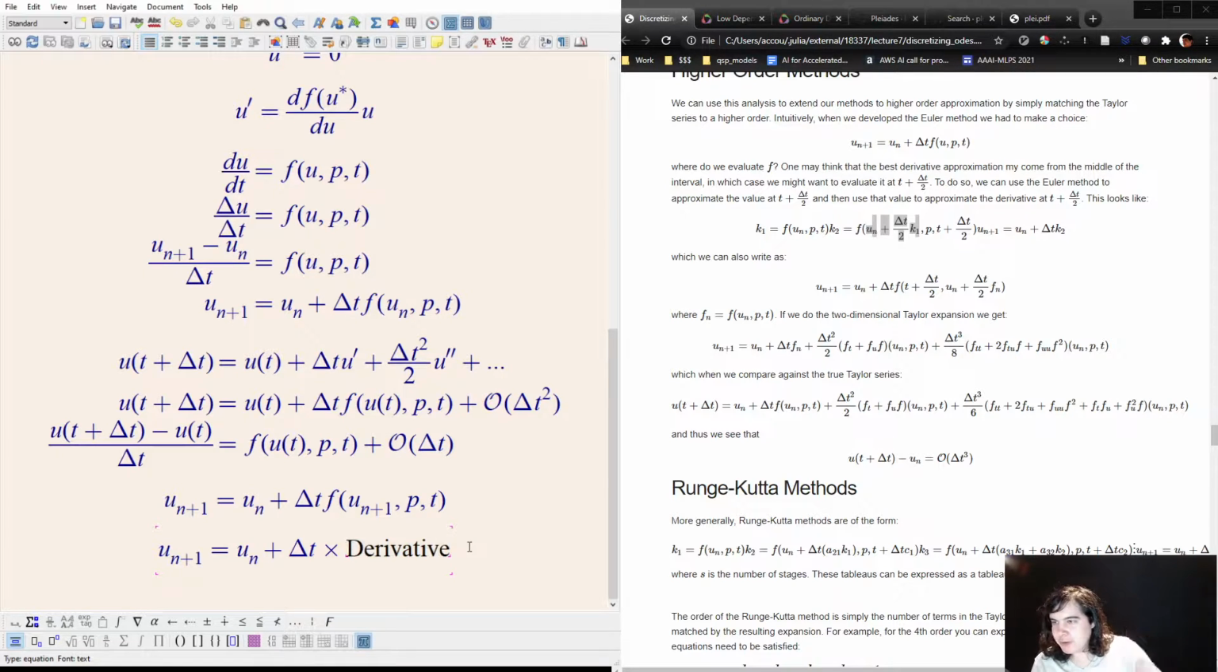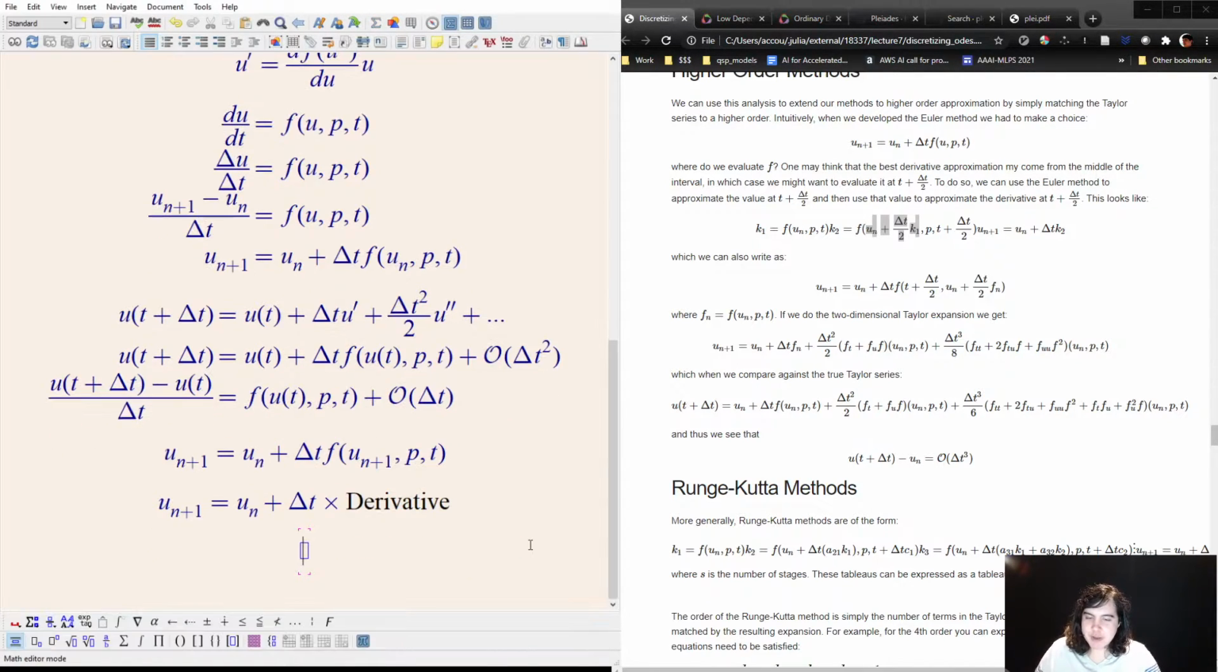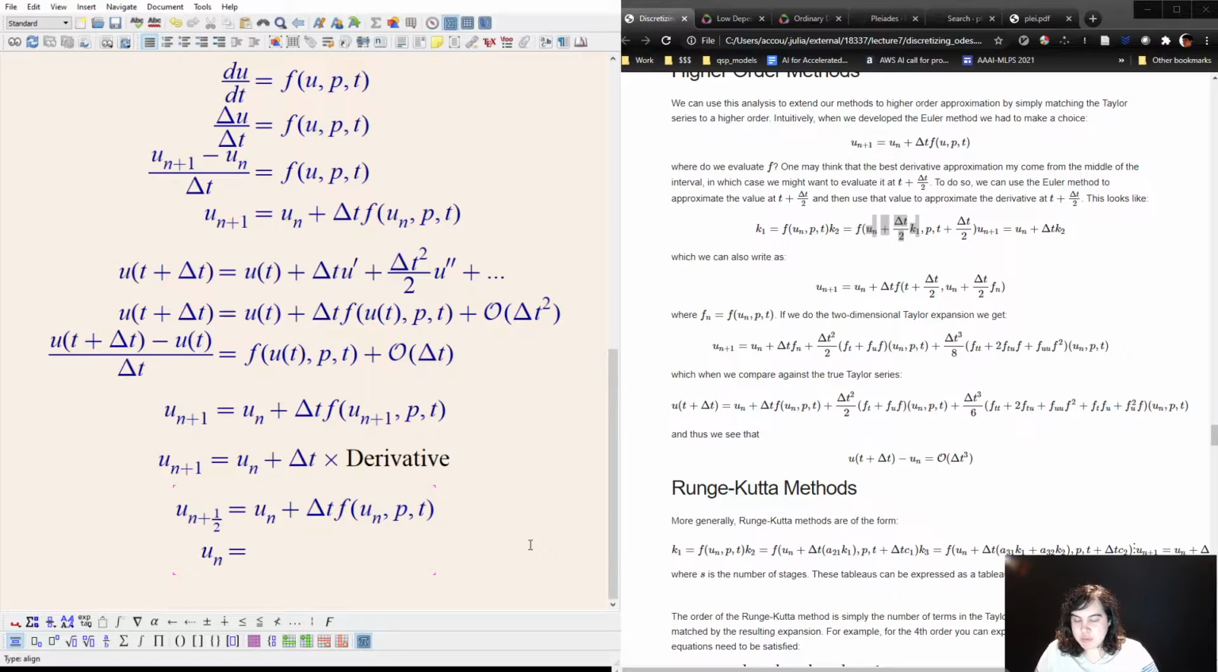Use Euler's method, right? So you do something like u_{n+1/2} equals u_n plus delta t f of u_n, t_n, right? That gives you an approximation of u_{n+1/2}. And then your next step is you do u_{n+1} equals u_n plus delta t. Wait, this is delta t over 2 because you're only doing a half step, right?